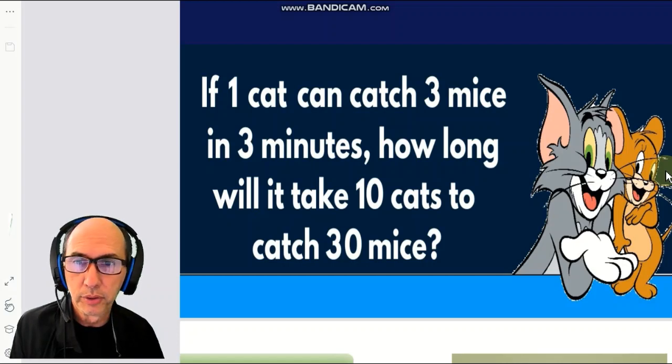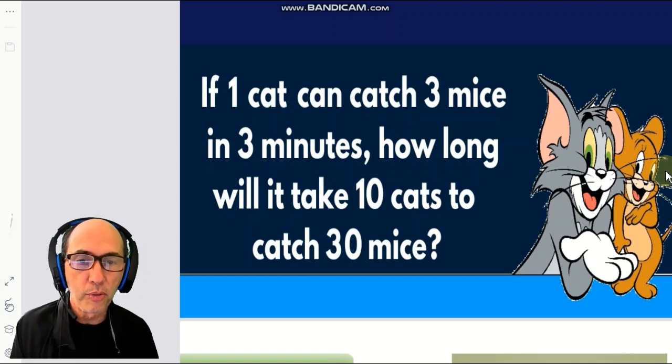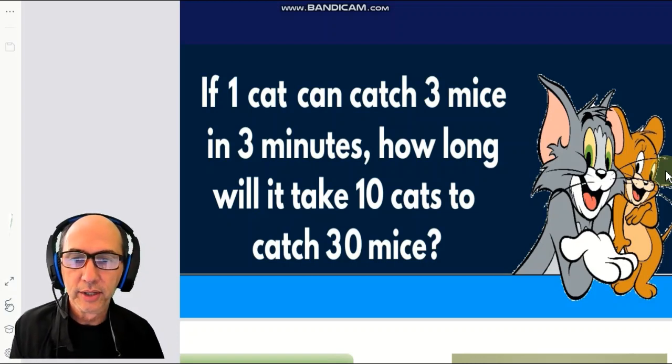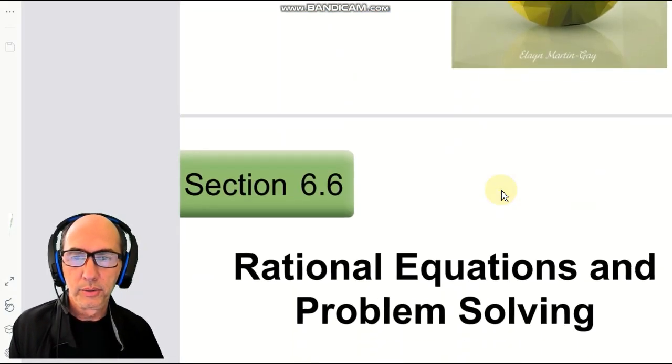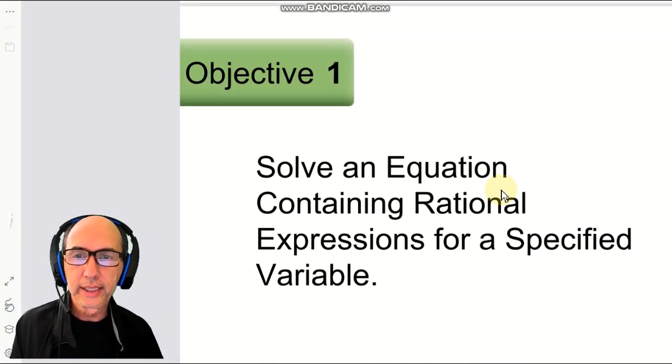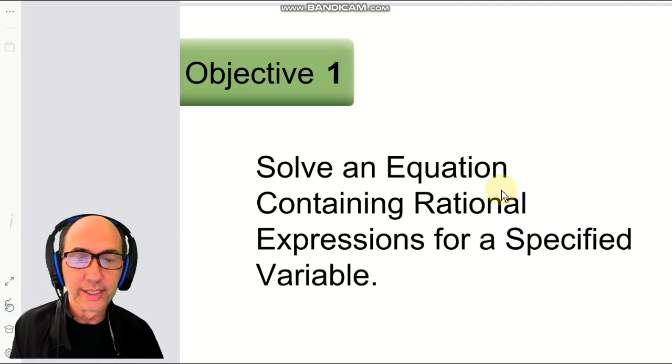Maybe you have to use multiplication because we're going to have more cats, or we need to use division because we're also going to have more mice. So what do you think? How can we calculate? How can we find out the answer to this riddle? Okay, the first thing we're going to see today is how to solve formulas for a different variable.